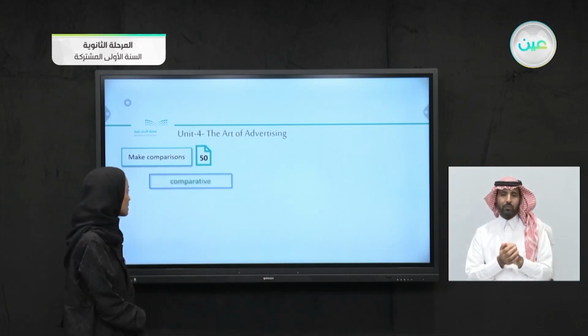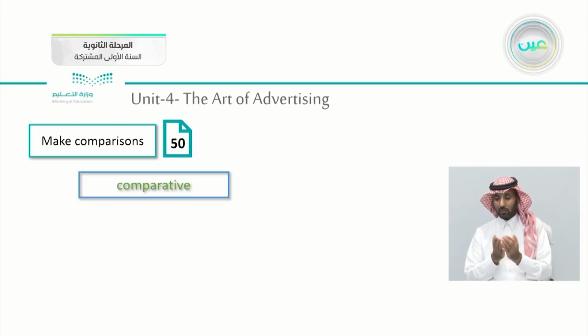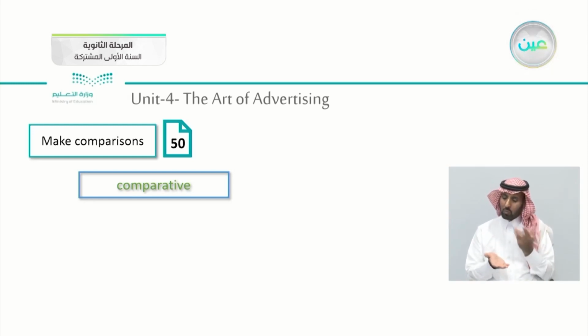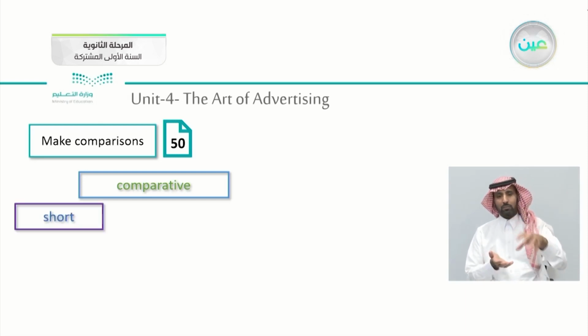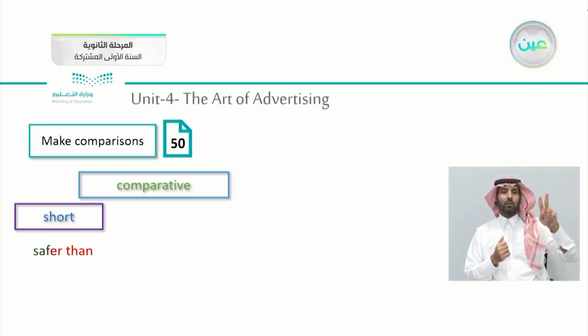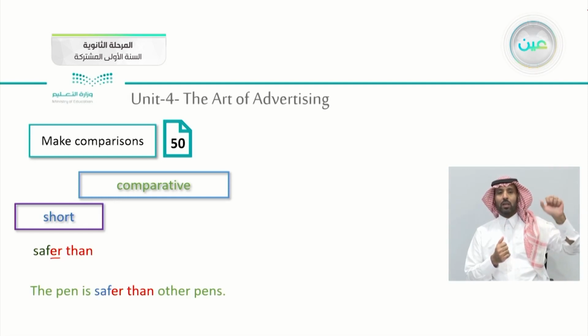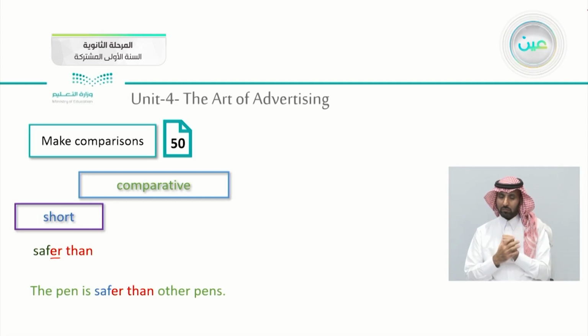Okay, then on page 50, we have discussed the idea of comparing items. 1 to 1, just like on the scale. In comparing adjectives, we have discussed the idea, if I have a short adjective, like safe, it's a short adjective. How can you come up with a comparative form of safe? It will be safer than, with ER. So you will say the pen is safer than the other pens. This one is safer, ER.